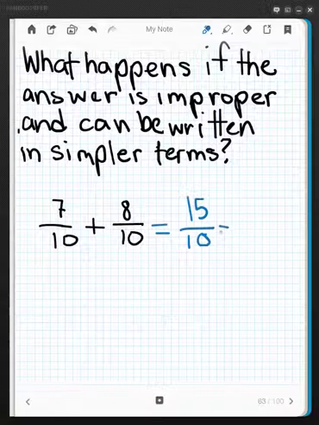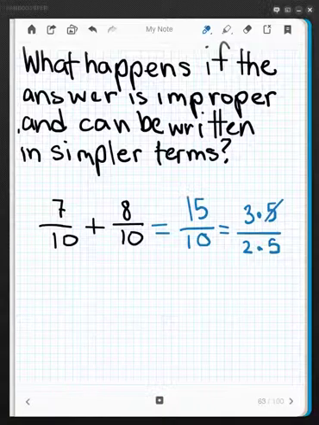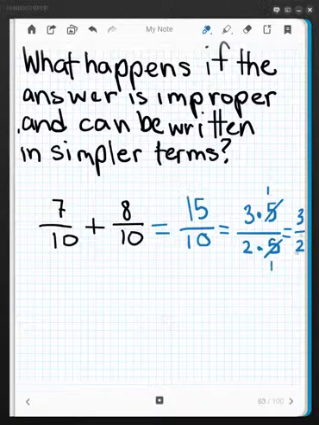So let's do the prime factorization method. 15 is 3 times 5. 10 is 2 times 5. And we see that we can cancel a 5 from both the numerator and the denominator, which leaves us with 3/2. But 3/2 is improper because the numerator is greater than the denominator.